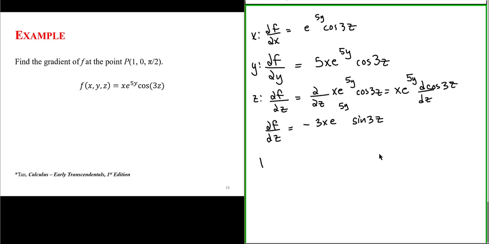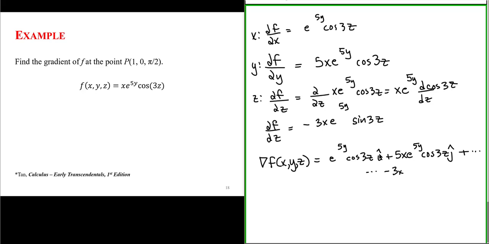So let's write it out. The gradient of f, the function of three independent variables x, y, and z, is equal to e to the 5y cosine of 3z for the x component, plus 5x e to the 5y cosine of 3z for the y component, and minus 3x e to the 5y sine of 3z for the z component.